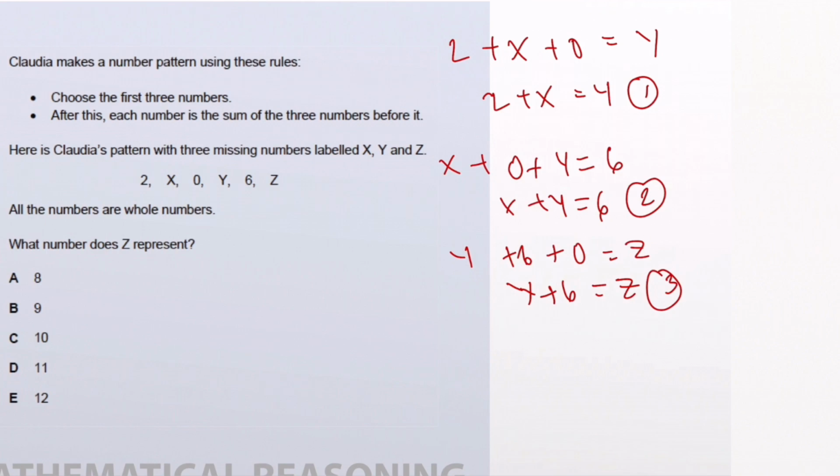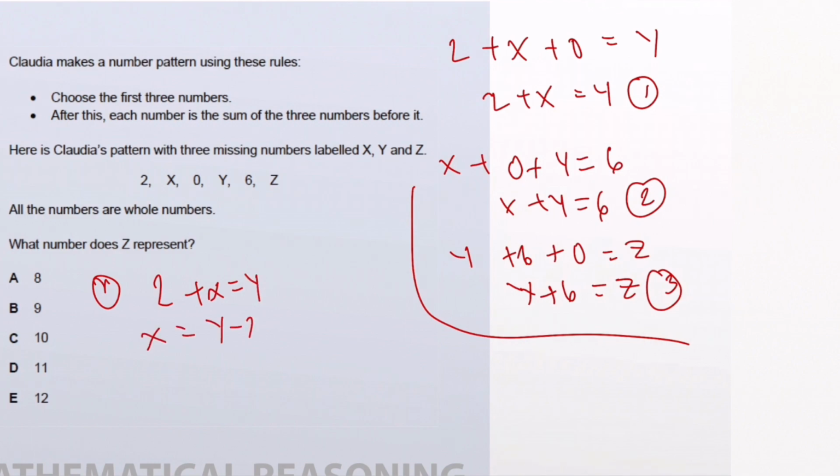Now we can choose many methods to solve this. But one way to solve this is from equation 1, we have 2 plus X is equal to Y. We can have X is equal to Y minus 2.